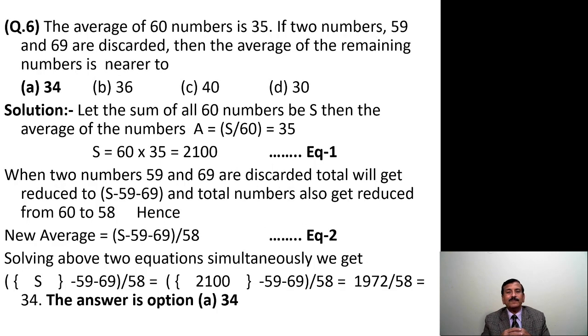Next, the average of 60 numbers is 35. So naturally 35 into 60 will be the sum of all the 60 numbers. So 35 into 60 is 2100, the sum of all the numbers. When two numbers are removed, 59 plus 69 is reduced from the sum, and two numbers are reduced from 60, so 58. So the resultant sum upon the resultant quantity, that is 1972 upon 58, we get 34, hence the answer. Next.